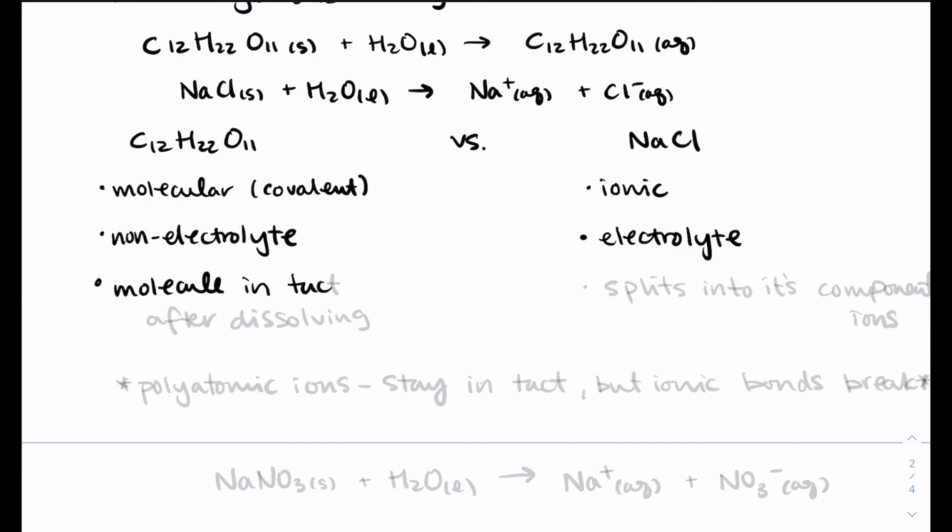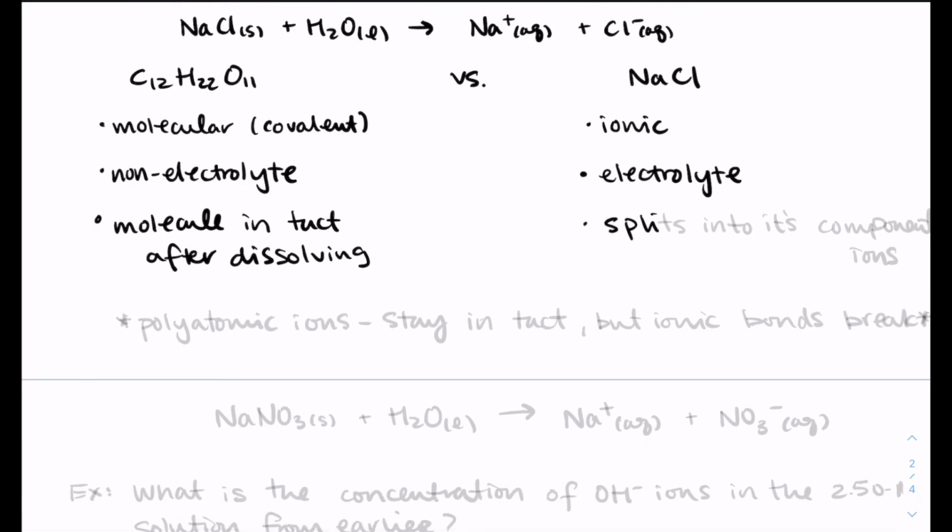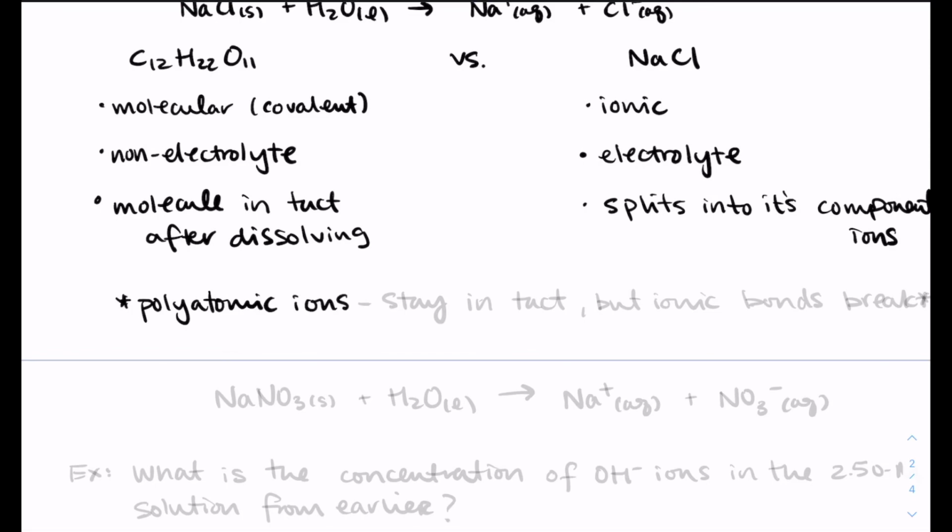Both of them dissolve because dissolving just means that each little piece is surrounded by water molecules and you no longer have the solid. And that's true for both of them. But covalent compounds are still the whole molecule after they dissolve. Ionic compounds split into their component ions. And it's super important to note that that means polyatomic ions. The polyatomic ion stays intact, but the ionic bonds break.